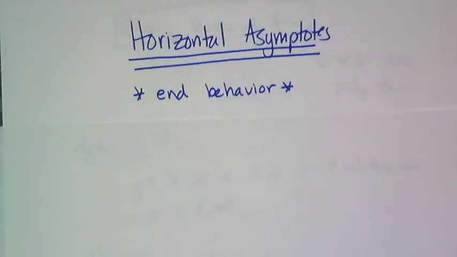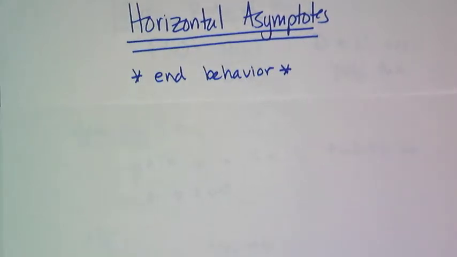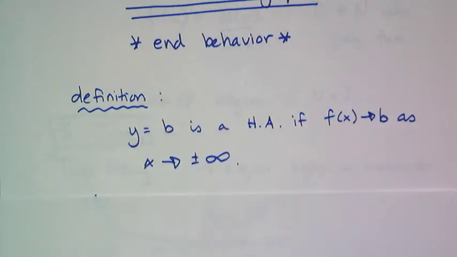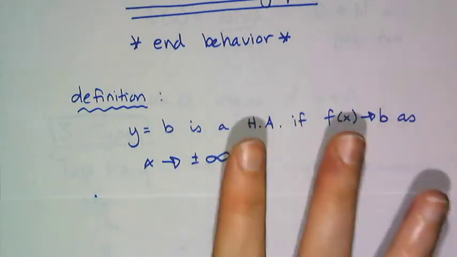Now let's look at horizontal asymptotes. And the main thing you have to know about a horizontal asymptote is that it's a study of the end behavior of a function. In our case, it's going to be a rational function. So let's see the definition of a horizontal asymptote. It is y equals b is a horizontal asymptote if the function value approaches b as x approaches positive or negative infinity. And x approaches positive and negative infinity is basically end behavior.